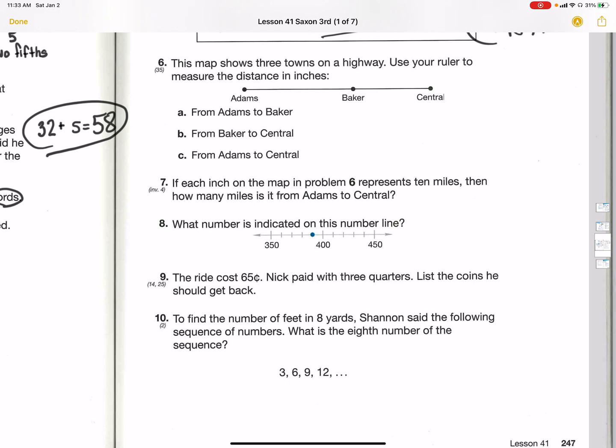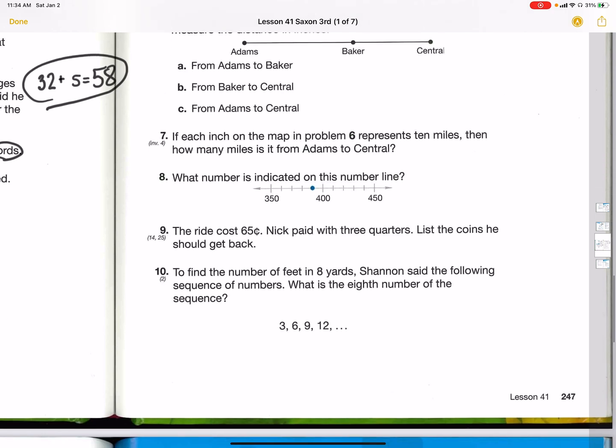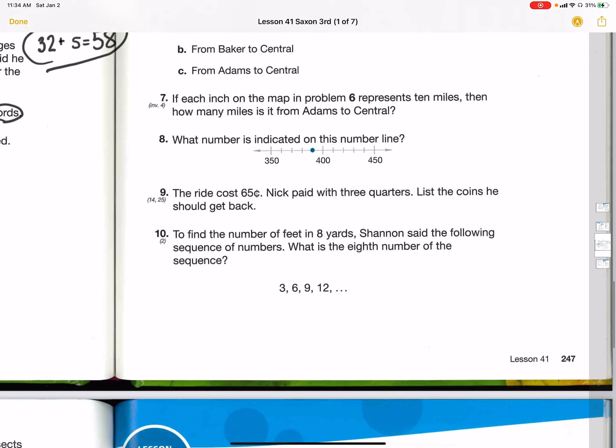This map shows 3 towns on a highway. Use your ruler to measure the distance in inches. I can't really help you very well with that over the Chromebook, but if you bring a ruler up to my desk, I'll be happy to help you with that. If each inch on a map equals 10 miles, then how many miles is it from Adams to Central? So you take letter C and you just put a 0 at the end of it.